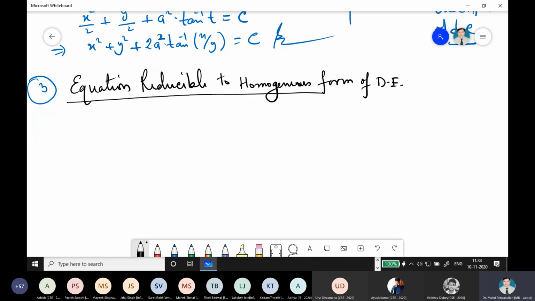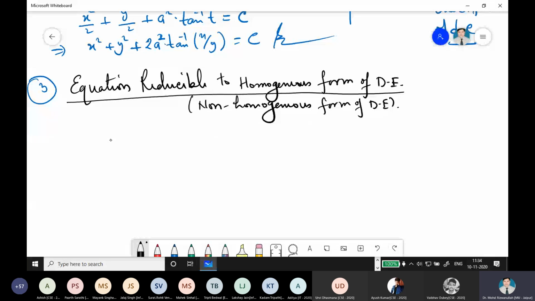So generally we are saying that it is a non-homogeneous form of differential equation. But why have I written here "reducible to homogeneous"? Because some non-homogeneous equations cannot be reduced into the homogeneous form. That's why I'm writing the equations which can be reduced into the homogeneous form. Then we can solve it as a differential equation.